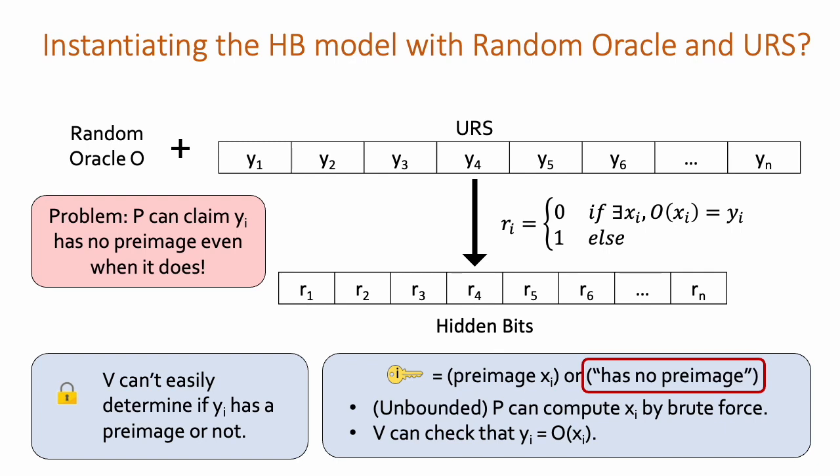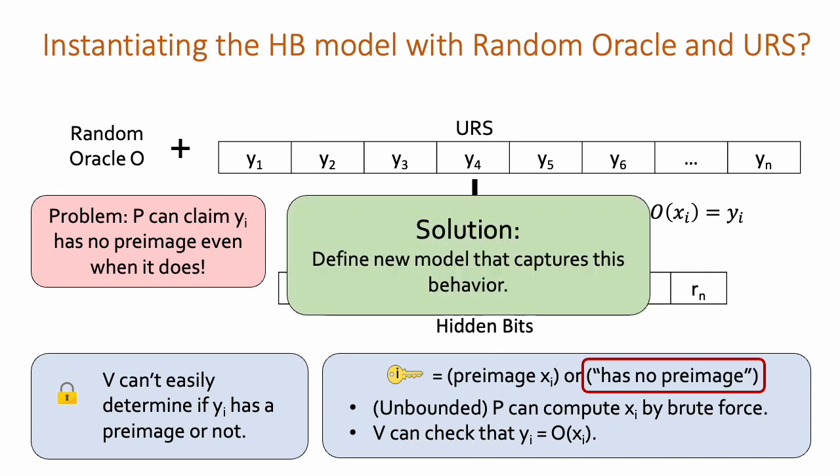However, a major problem arises when a yi actually has a preimage, because the prover can always claim that the yi does not have a preimage even if it does, and there is no way for a computationally bounded verifier to check whether the prover is answering correctly or not, in which case we end up losing soundness completely.